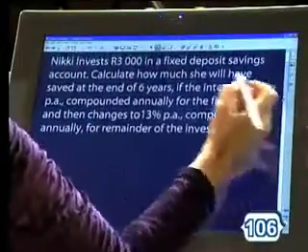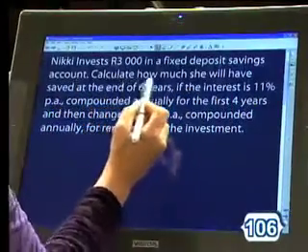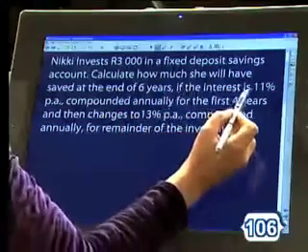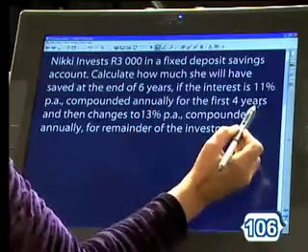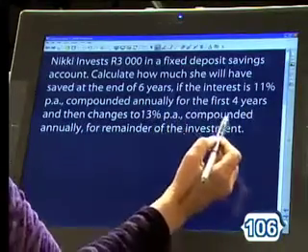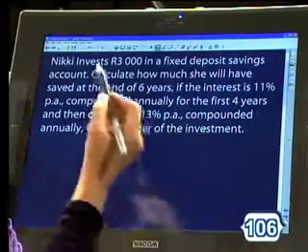Right, so let's have a look at the first example. Nikki invests 3,000 Rand in a fixed deposit savings account. Calculate how much she will have saved at the end of 6 years if the interest is 11% per annum, compounded annually for the first 4 years, and then changes to 13% per annum, compounded annually for the remainder of the investment. So this is a very normal type of situation.